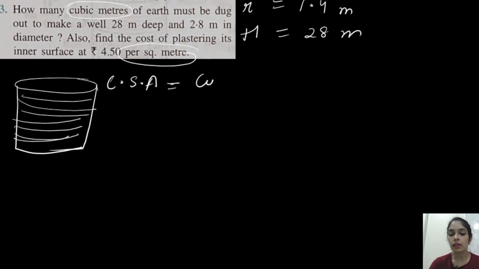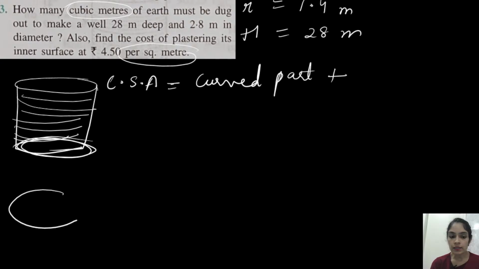It will have its curved part. And sometimes if you look from outside, you can see at the bottom one circle is also there. So this circle will also be plastered. The curved surface area you have found already, very good.